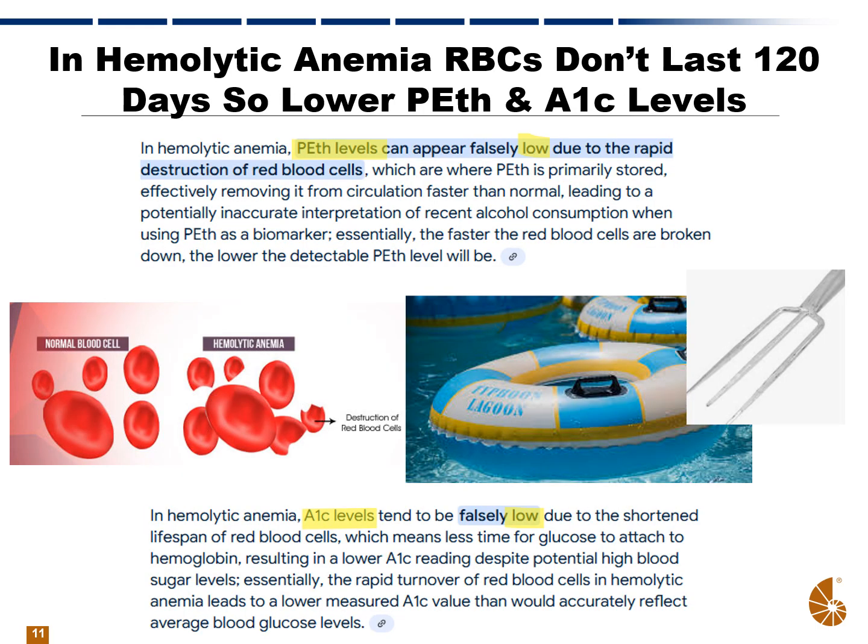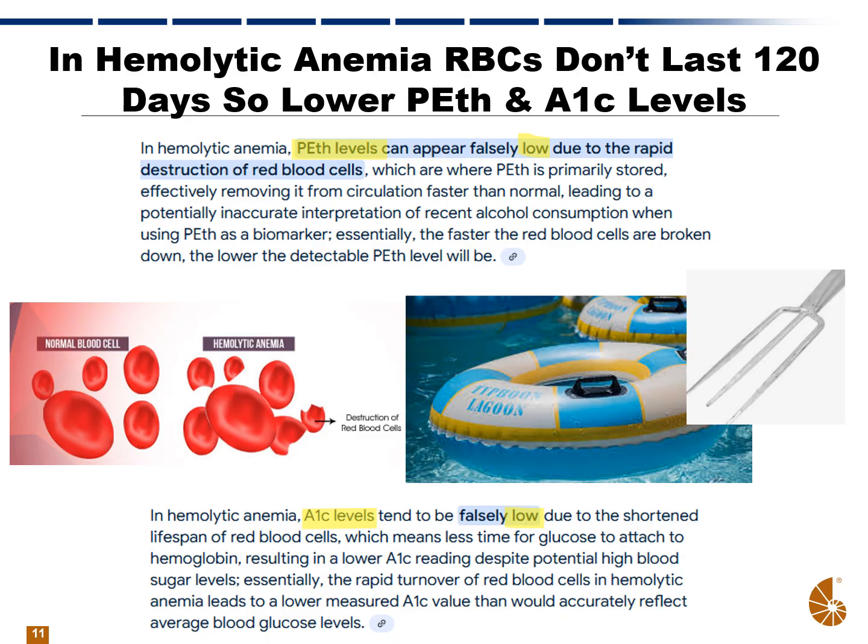Now, if people have some kind of hemolytic anemia, that can lower the PEth level because the red blood cells don't last long enough or have a shortened lifespan. So that may reduce the PEth level. So that could falsely lower a PEth level in somebody. So consider that if somebody's being tested for PEth, if they also have a hemolytic process. And we know from past experience that hemolytic anemias also affect A1C levels because we usually consider a red blood cell to have a 120-day lifespan.